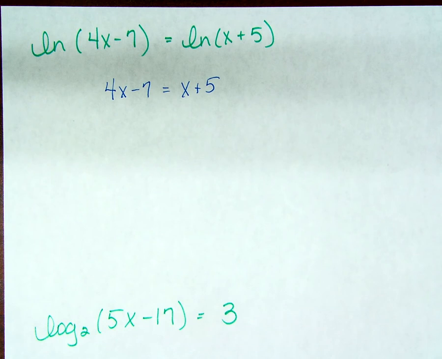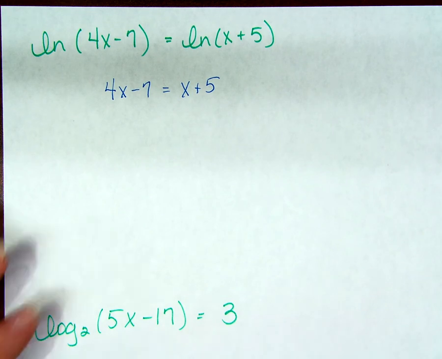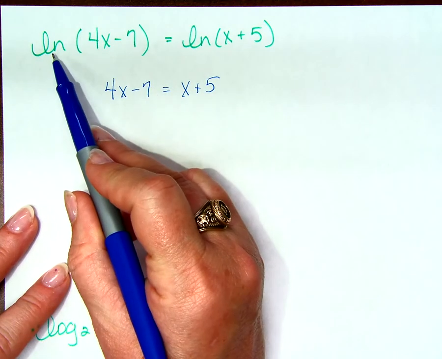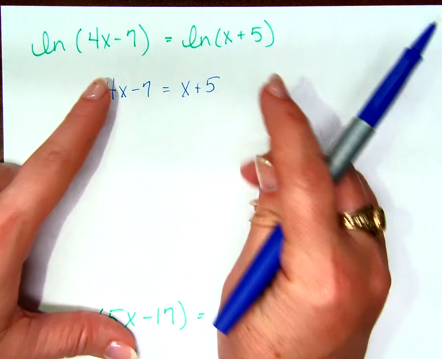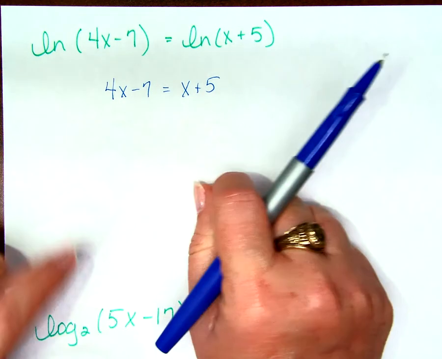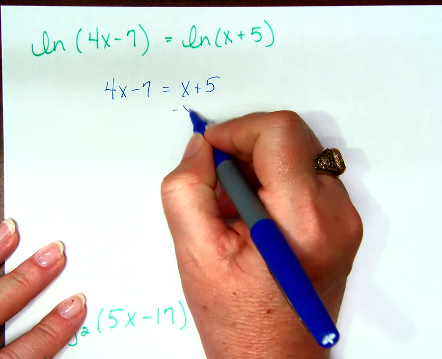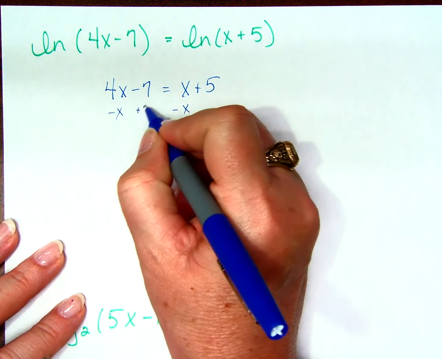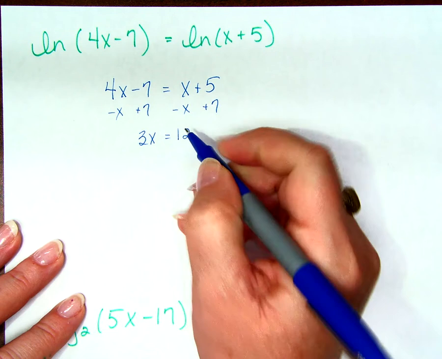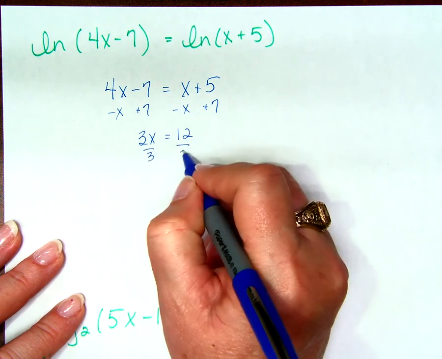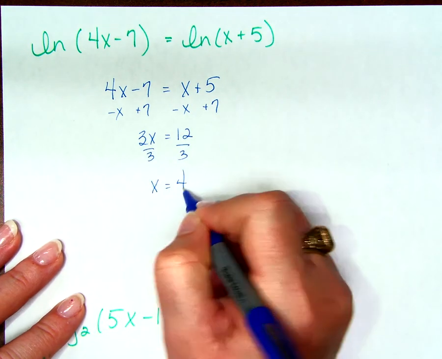That doesn't have anything to do with logs or with exponents. But the fact is, we can get the correct answer this way without even having to use logs or exponents, because we know that the natural log of this argument equals the natural log of this argument, so these 2 arguments should equal each other. Okay? I'll go ahead and follow through with this solving so you can see. 3x equals 12, so dividing both sides by 3, x equals 4.